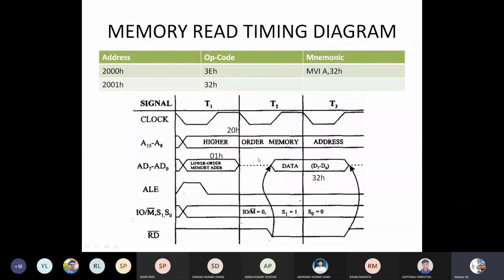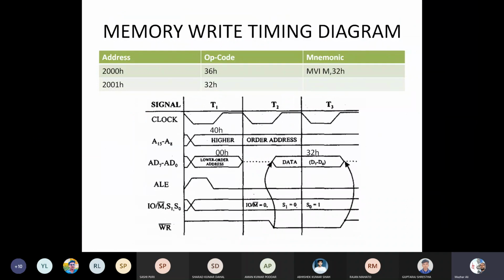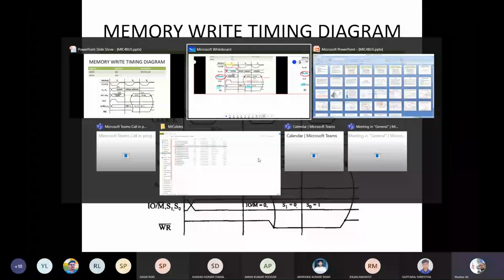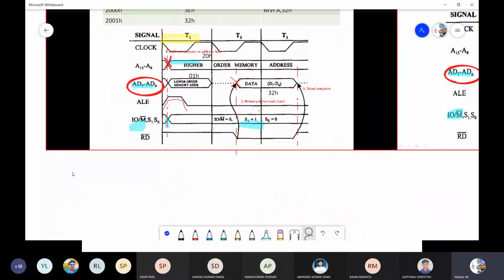Now we talk about memory write. What is the difference between read and write? There is nothing called opcode write. We never write our opcode into the memory. It is loaded by the operating system into the program, and that involves DMA, direct memory access. So we don't talk about opcode write, only memory write. Because I have to overwrite over here, I will export it to our Microsoft whiteboard.